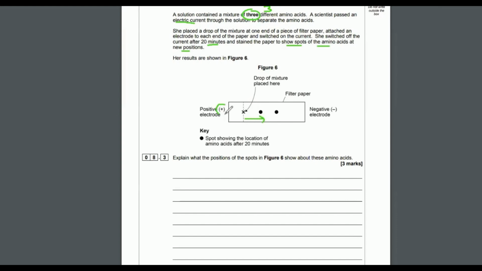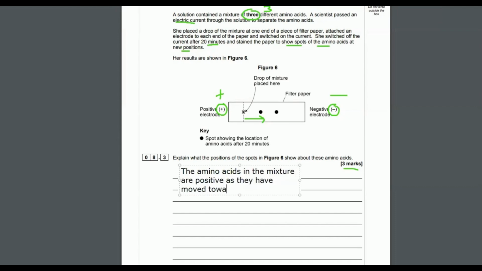We can see the spots of the amino acids in new positions. Explain what the positions of the spots in figure 6 show about the amino acids. Pause the video, have a go. Okay, you can see I put a plus and a minus at the start and the end. So we know the spots have moved towards the negative side. So what does that tell you about their charge?